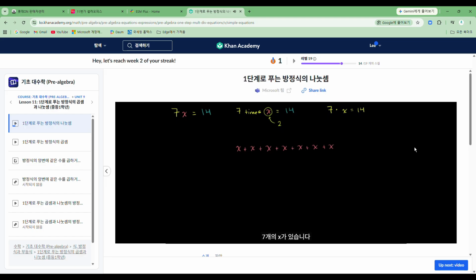Let me rewrite it down. This right here is 7x. Now, this equation tells us that 7x is equal to 14. So this is saying that this is equal to 14. Now, let me just draw 14 objects here. So let's say I have 1, 2, 3, 4, 5, 6, 7, 8, 9, 10, 11, 12, 13, 14. So literally we're saying 7x is equal to 14 things. These are equivalent statements. The reason why I drew it out this way is so that you really understand what we're going to do when we divide both sides by 7.